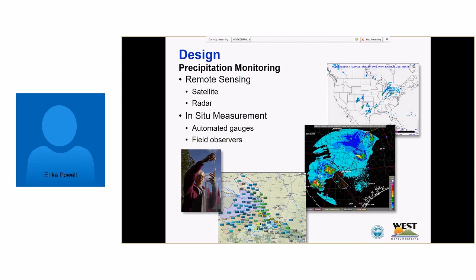You can use it in a qualitative sense, figuring out that the red there means it's raining really hard, blue not so much. And where are those red cells going? Those are important things to be able to monitor. You can also link them to automated gauges in the field and actually bias correct the radar data, so that becomes a useful quantitative tool as well.